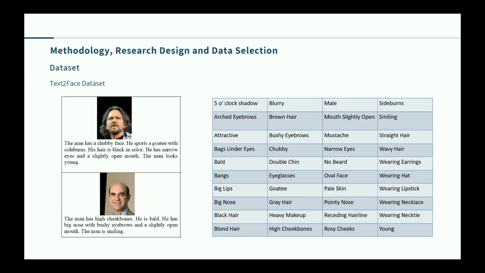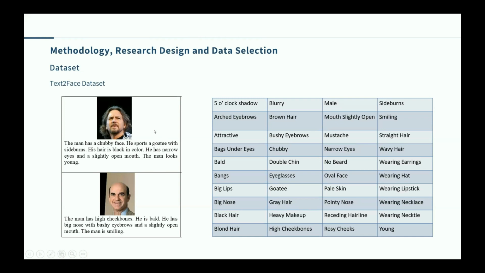In order to do this, we chose the text-to-face dataset. This is a dataset containing celebrity images and descriptions for them that was introduced with the text-to-face GAN paper. The celebrity images have been labeled using the attributes shown here. So in the text-to-face dataset, we get those images and these attributes put into the form of a description. Here I've shown you two examples.